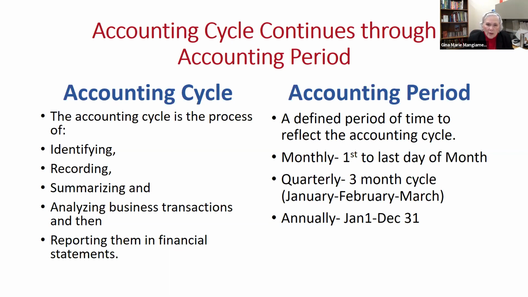When a sole proprietor, a small business sole owner, goes to their tax accountant, they're going to look at the entire year and create a Schedule C based on that accounting period of January 1st to December 31st. So we're clear about what an accounting cycle is and what the accounting period is that uses the accounting cycle.